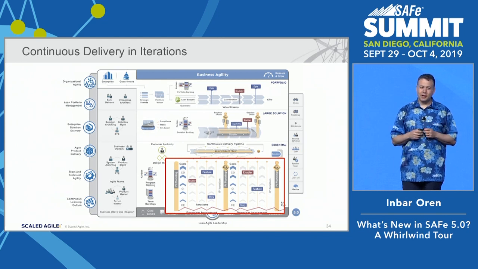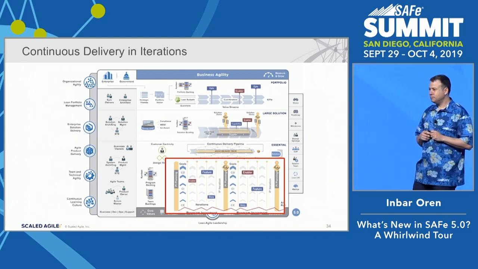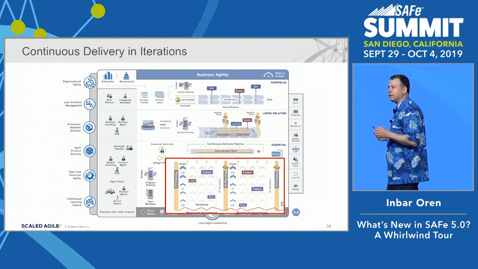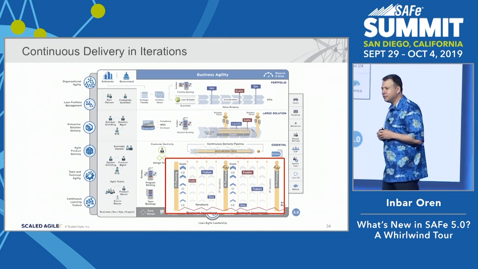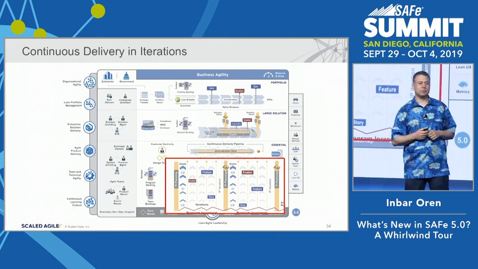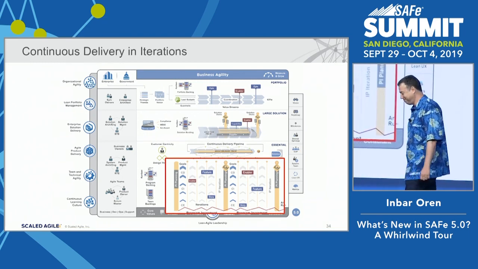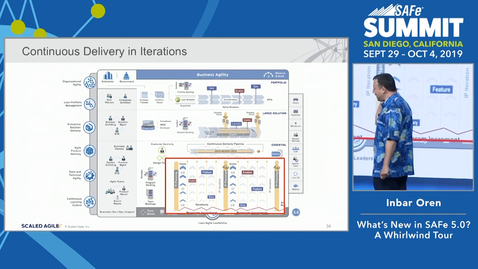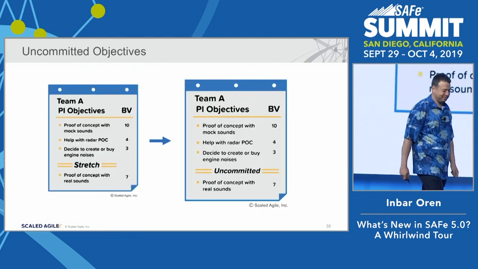We've also had to rethink other basic things that have been in SAFe for a while, but this is 5.0 and we can. Who here has ever done PI planning? You know about objectives? Stretch objectives? Nobody gets the concept of stretch objectives. These are the things we'll do if we have more time. So with 5.0, we no longer have stretch objectives. We have uncommitted objectives.